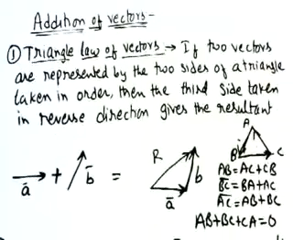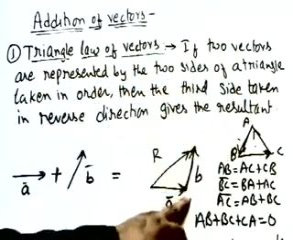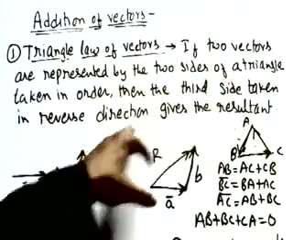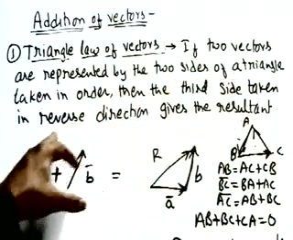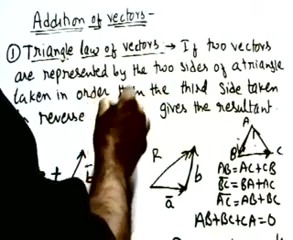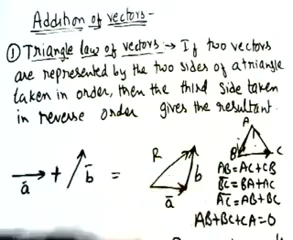For two vectors, we use the triangle law of vectors. Now watch carefully. If two vectors are represented by the two sides of a triangle taken in order, then the third side taken in the reversed order gives the resultant. So let me practice this one. Make the formulas here.